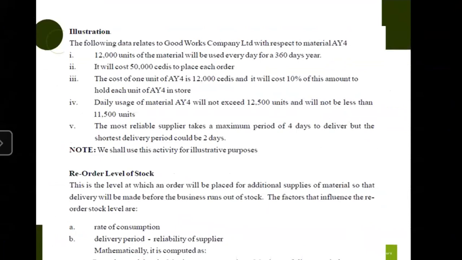It will cost us 10% of this amount to hold each unit of AY4 in stock. That is, if you want to have stock inventory, it will cost us 10%. Likewise, daily usage of material AY4 will not exceed 12,500 units and will not be less than 12,500 units. For the most reliable supplier, it takes a maximum period of 4 days to deliver, but the shortest delivery period could be within 2 days. Keep note that we shall use these details for each level of controlling the material cost. Let's get started.